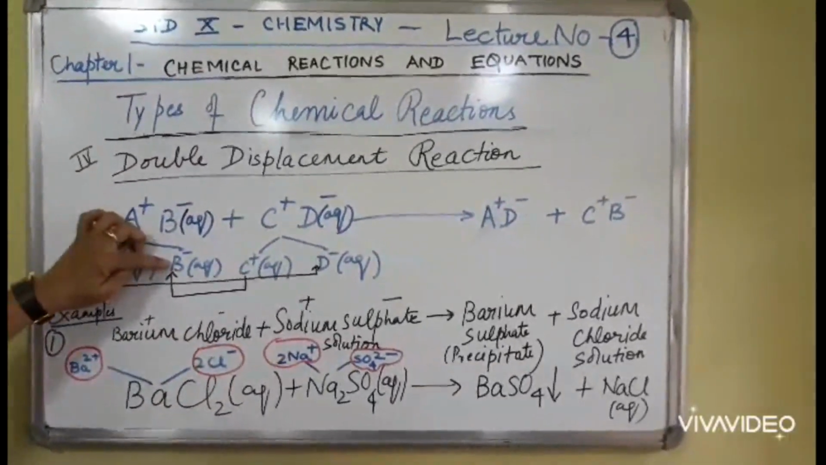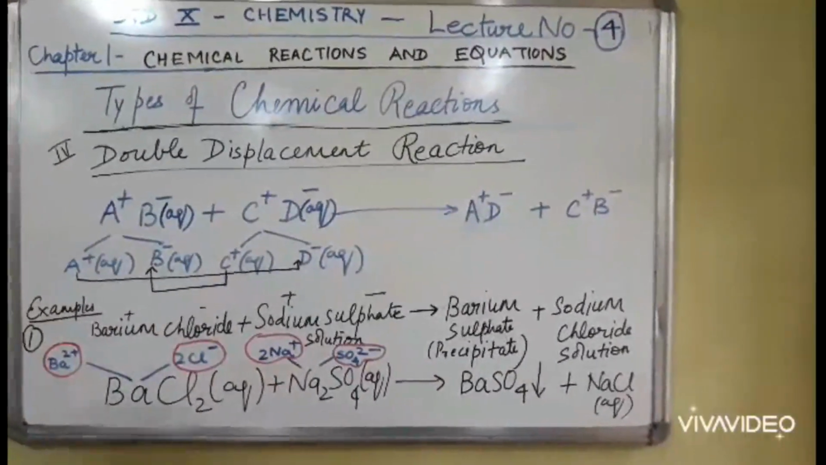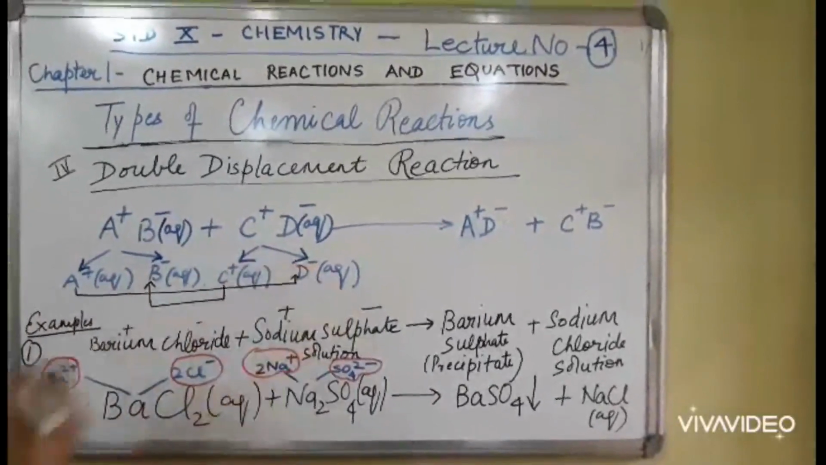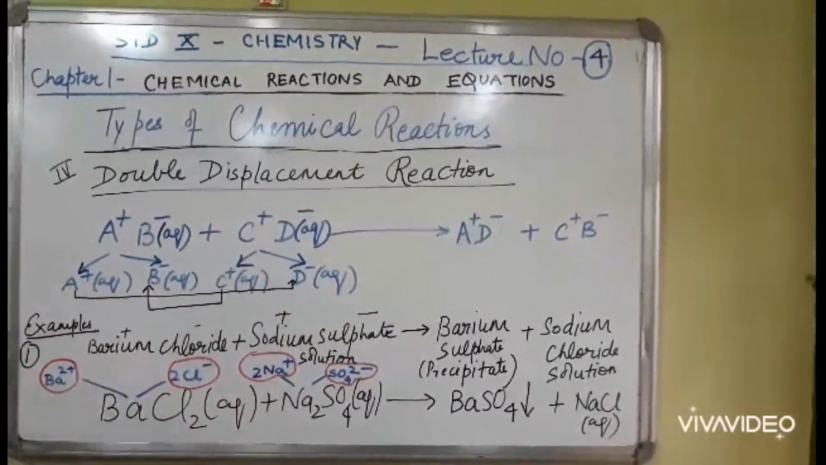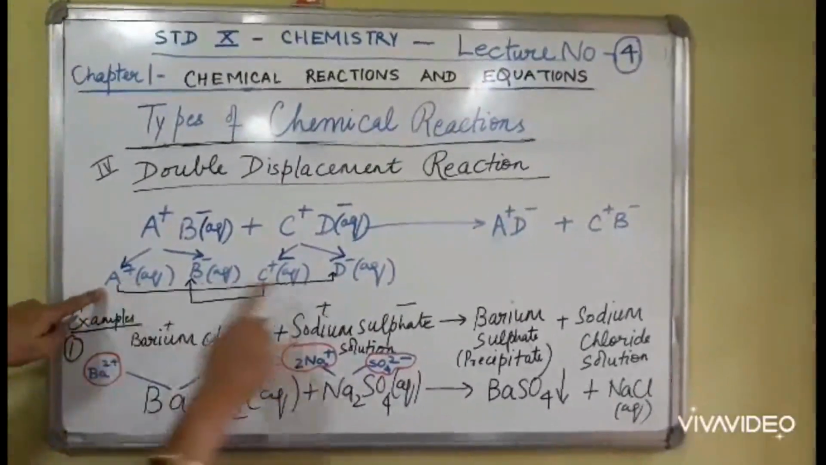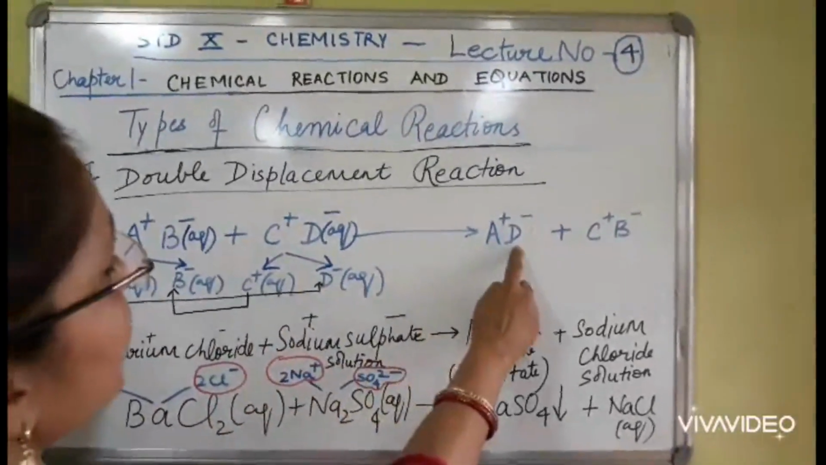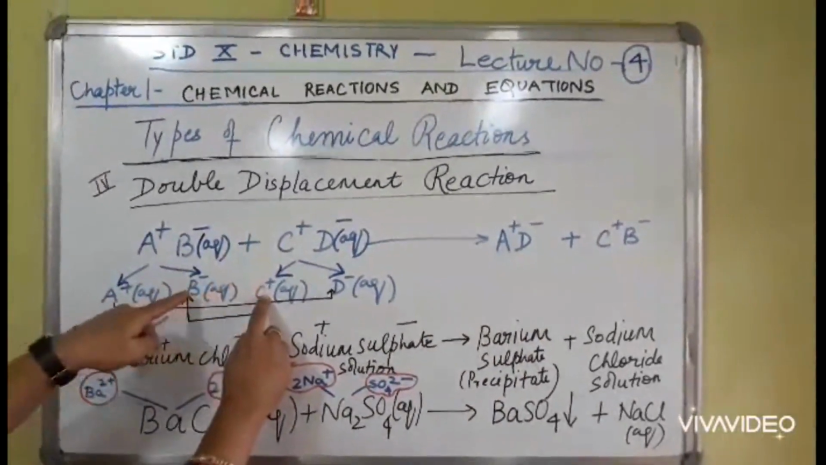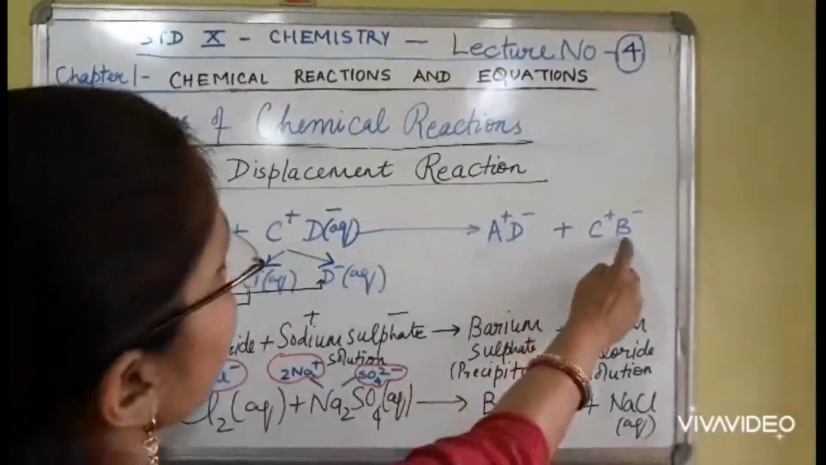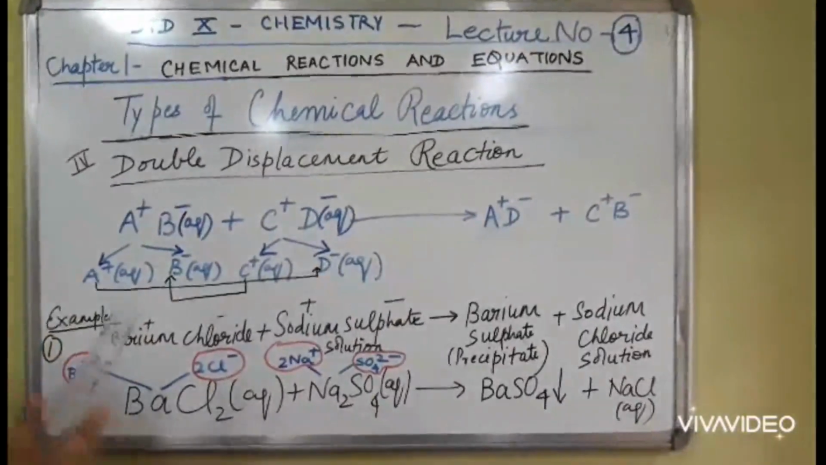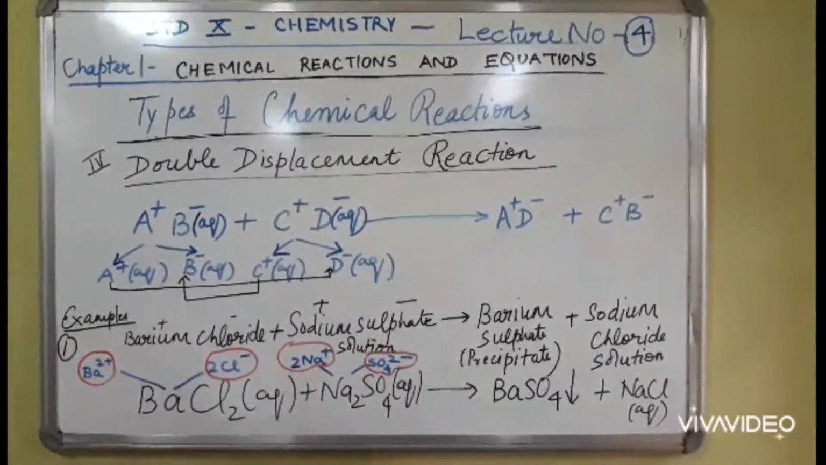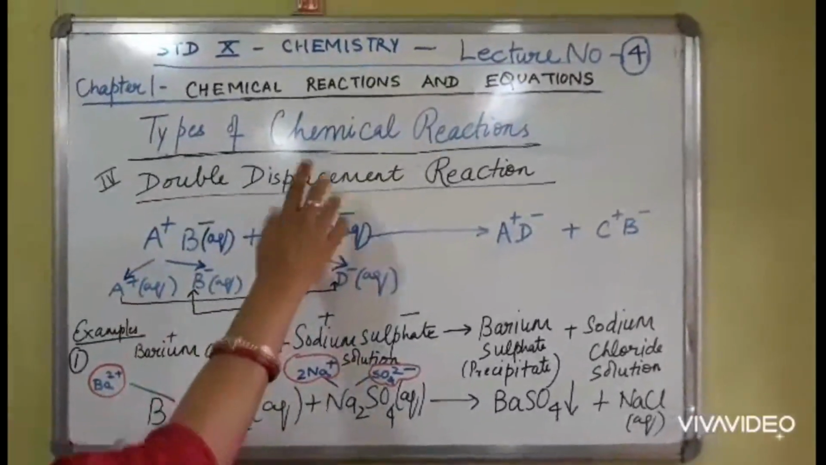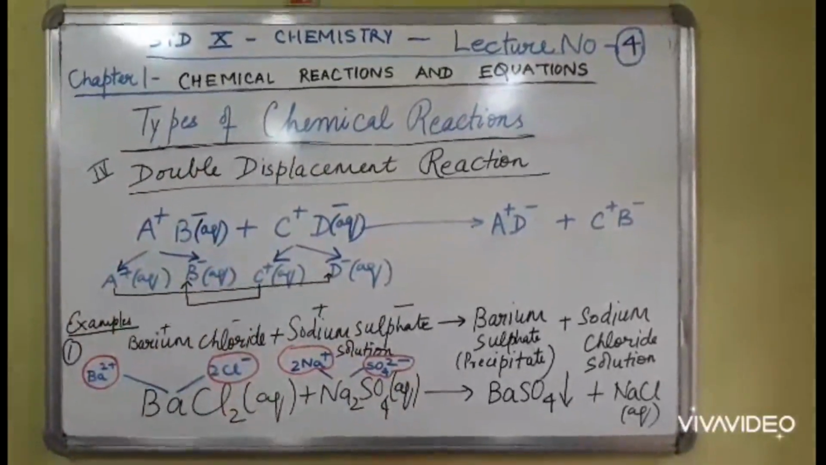See, A plus, B minus. Similarly, C plus and D minus. After separation, they get exchanged. A plus goes with D minus, forming AD, and C plus of this compound goes with B minus, forming CB. That is, since two different ions change their positions, it is called double displacement. दो चीजें अपनी जगह बदल रही हैं.